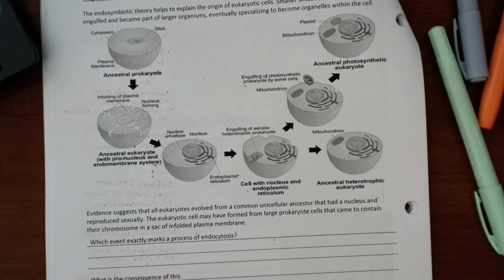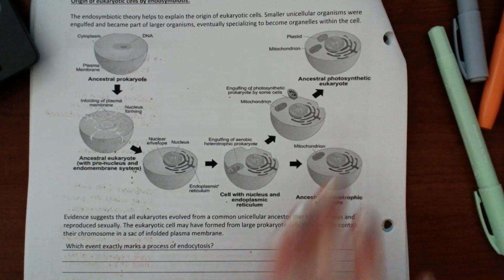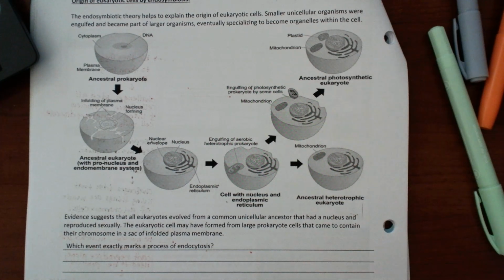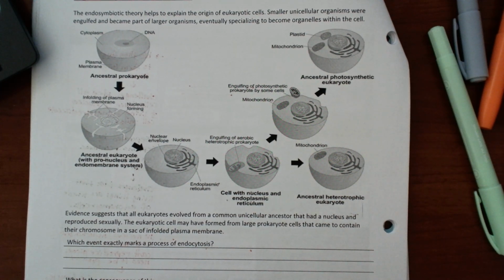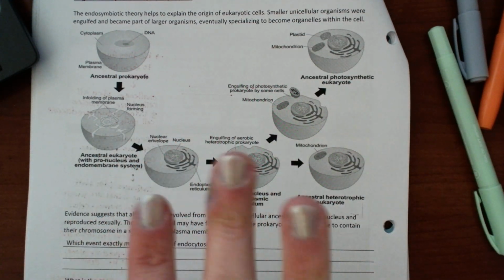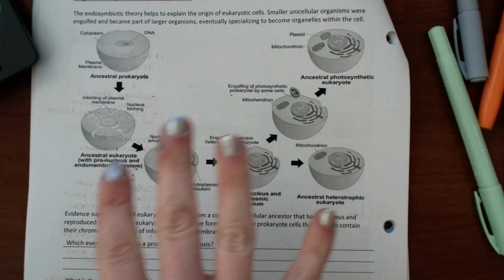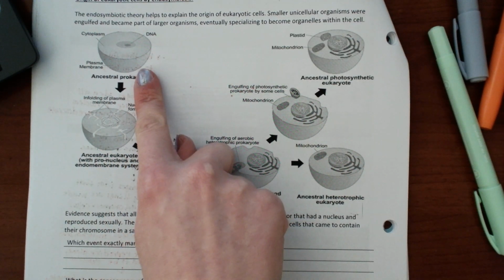So endosymbiosis, if you are unfamiliar, is the idea that we once had a bunch of these prokaryotes. If you really want to go all the way back, we can go to pre-LUCA, but we've already talked about that. So we're jumping to post-LUCA. And now we have cells, right? We have life. Post-abiogenesis. We have this ancestral prokaryote.